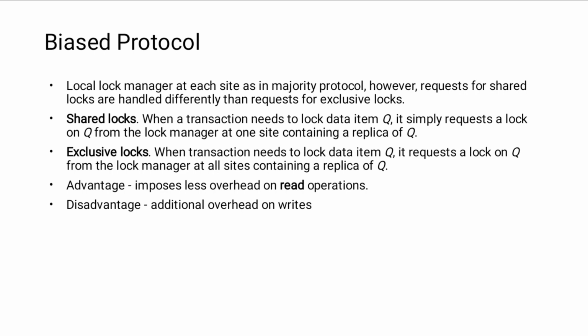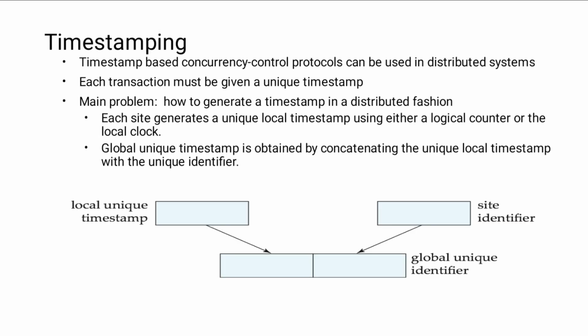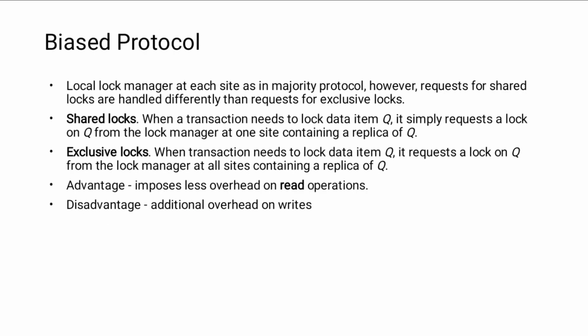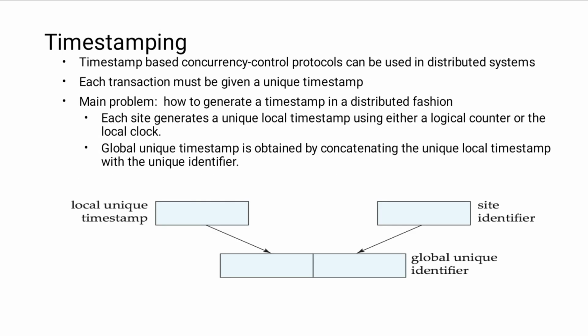In the exclusive lock, when a transaction needs to lock data item Q, it requests a lock on Q from the lock manager at all sites containing a replica of Q. Shared means only one replica is enough, but exclusive means all replicas of Q. The advantage is it imposes less overhead on read operations. Disadvantage, additional overhead on write. That's all. Next, we are going to see about timestamping.